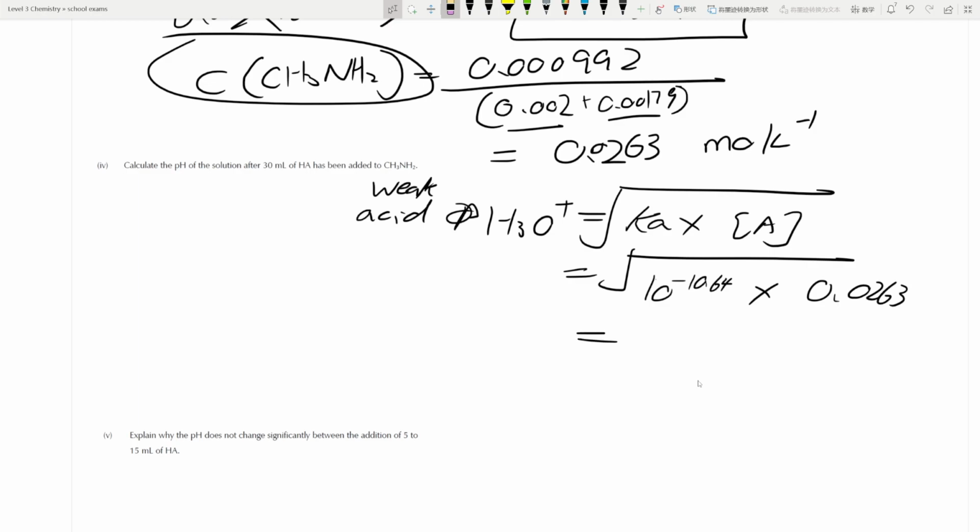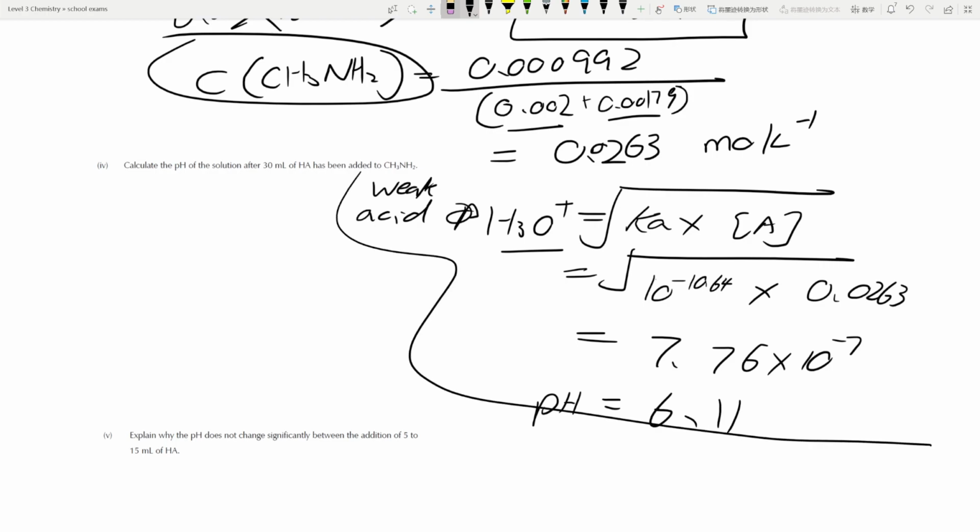And that's going to be that. And if we square root this number, that should give us 7.76 times 10 to the power of negative 7 moles per liter. Let me just double check on my calculator. 10.64, negative 10.64, 263 square root. Yep, that's exactly right. So you got the H3O plus, so that means pH is negative log that, so it's 6.11. Okay, so I'm definitely not saving enough space for this.